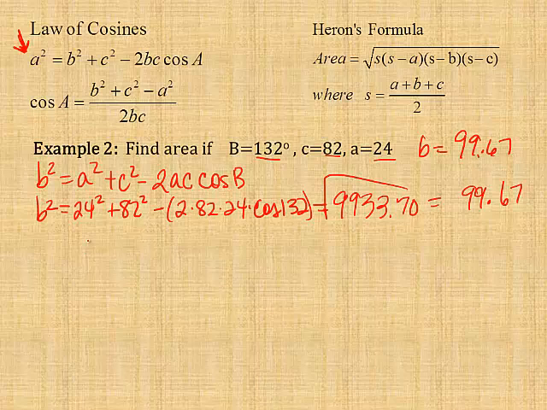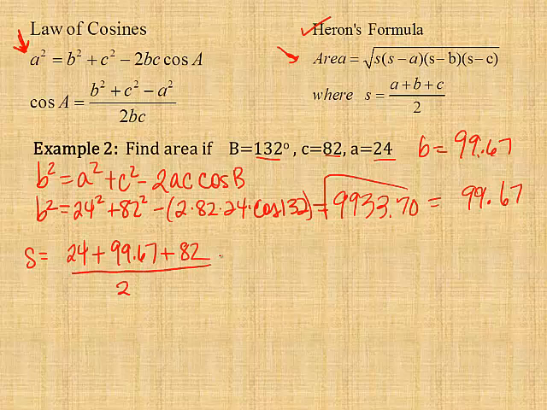Now I use the a, b, and c values in Heron's formula. So the first thing I need to do is find S. So I do the sides. I do 24 plus 99.67 to 2 decimal places plus 82. All of that divided by 2. I get 102.84. That's what S is.